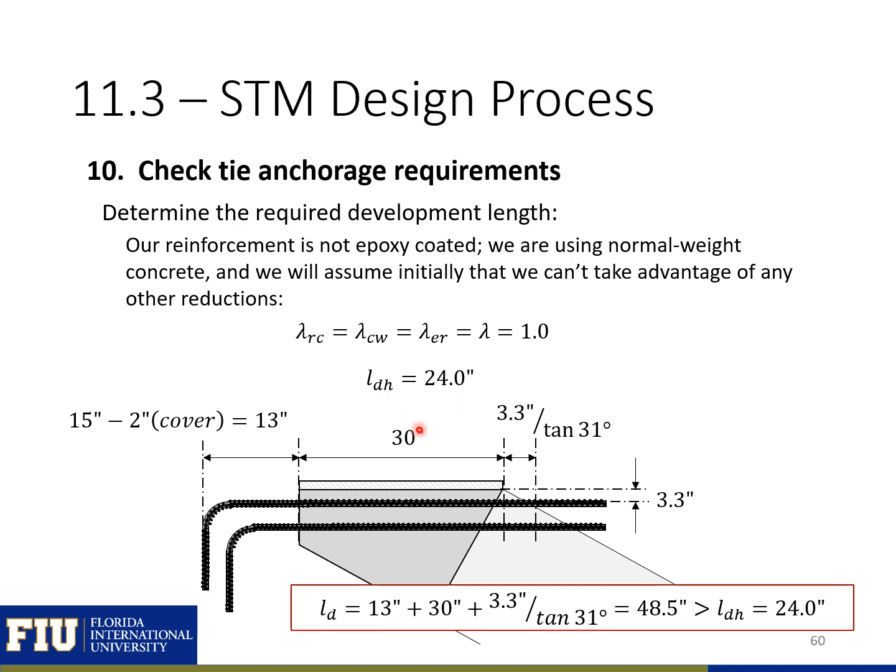We can compare this then with our available development length. And our available development length is from the back of our hook to the point where our reinforcement leaves our extended nodal zone. So for us, we have 13 inches being the distance from the back of the hook to the edge of the bearing. 30 inches is the bearing length. And then 3.3 inches divided by the tangent of 31 degrees is this extra distance that it takes for the reinforcement to leave the extended nodal zone.